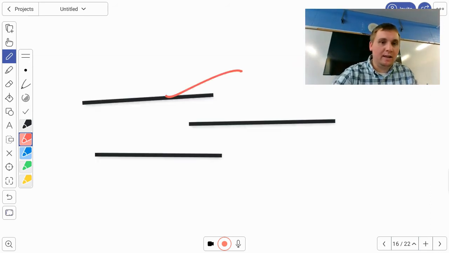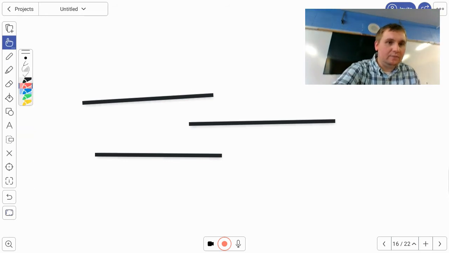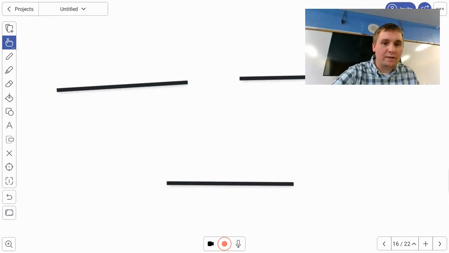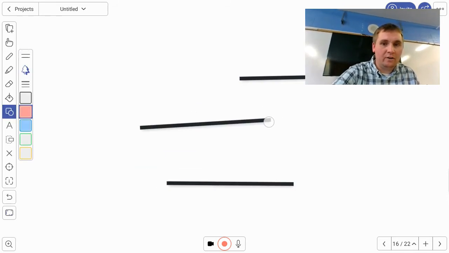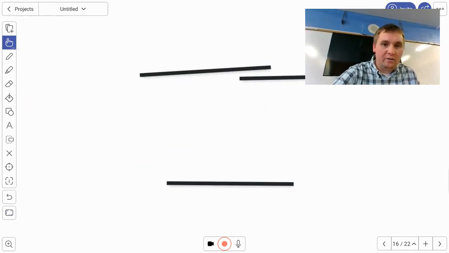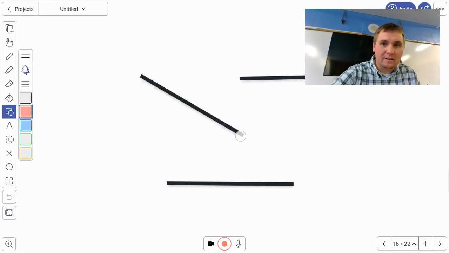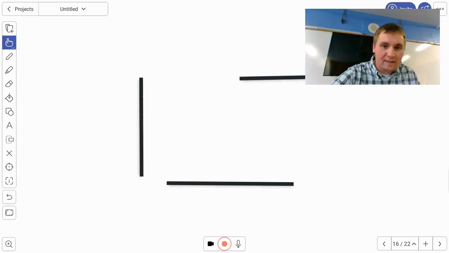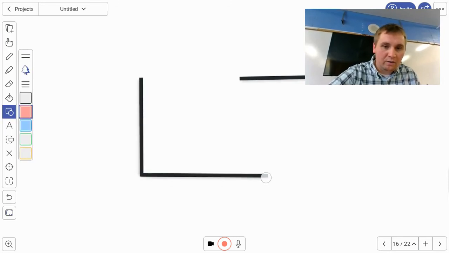All right, so I've got these three lines here. I'm going to start with a right triangle. A right triangle is a triangle that has a right angle in it. That means that somewhere in the triangle, it has that perfect square corner.